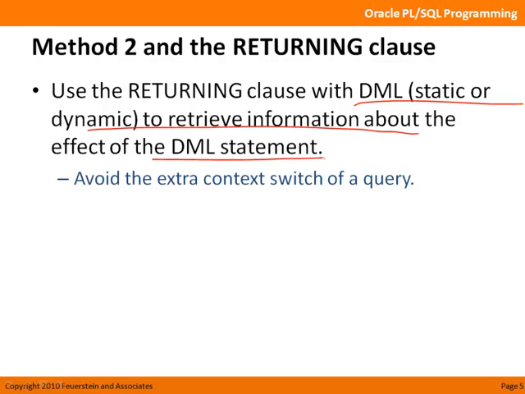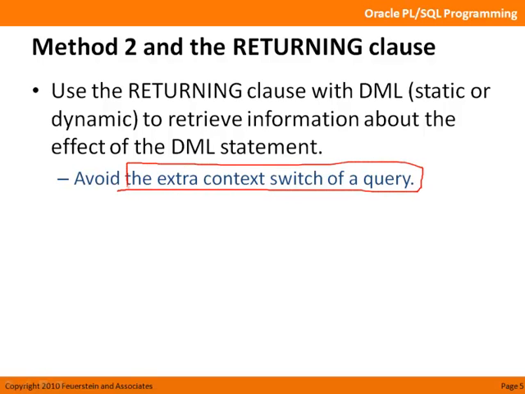Essentially, for example, when I insert into a table, I might call the sequence.NEXTVAL right inside my insert statement to generate the next primary key. And then I need that primary key back in my PL/SQL code. Rather than having to do a separate select statement to get it after the insert is finished, I can request the employee ID of the primary key value right inside the insert statement, and therefore I avoid an extra context switch, and that will improve the performance of my code.